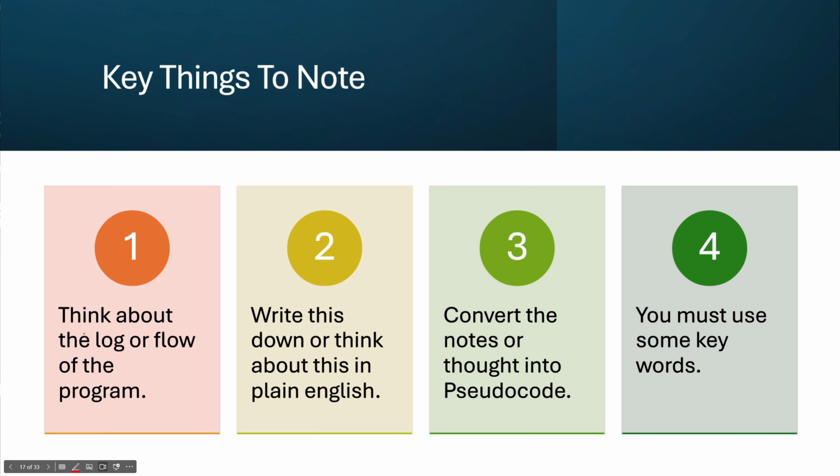So key things to know, think about the logic or flow of the program, write this down or think about this in plain English. So you can write this in plain English first and then slowly start to add in the logic later on. Convert the notes or thoughts into pseudocode. That's what I just said. You must use some keywords.